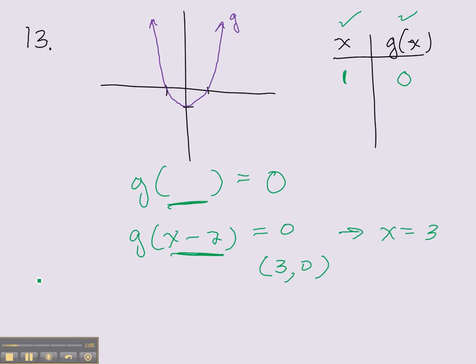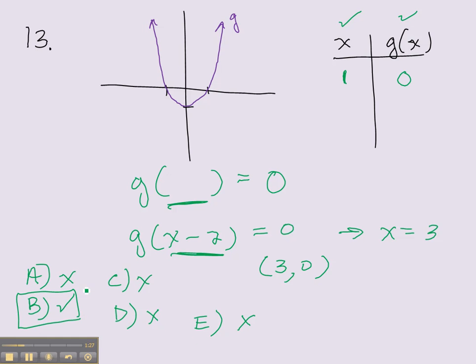A does not. What did I say? 3 comma 0. B does. C, graph C does not. Graph D does not. And graph E does not. So answer choice B has to be the correct answer.